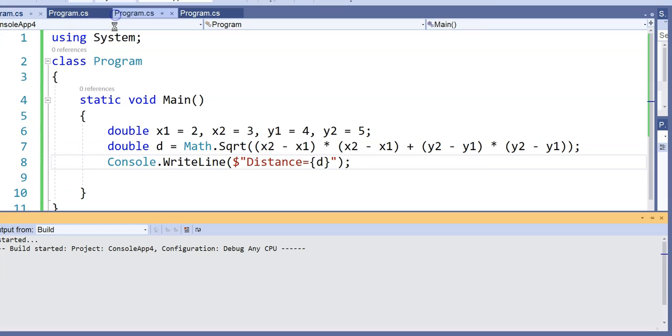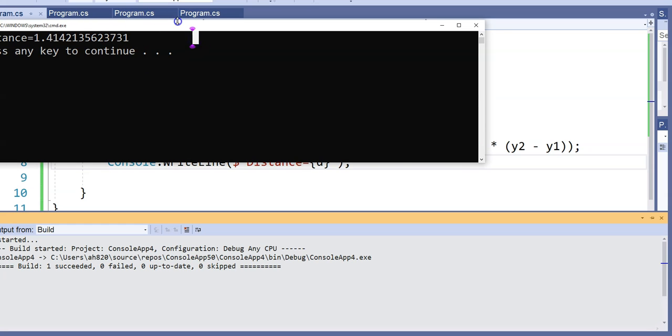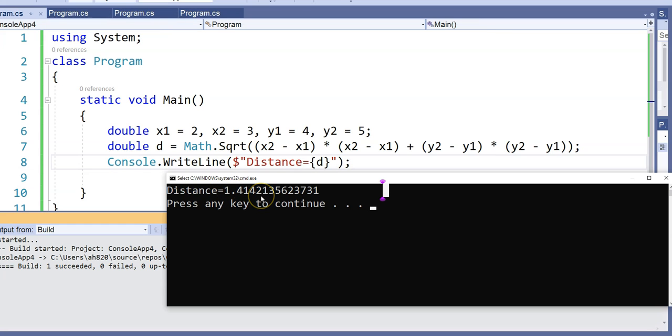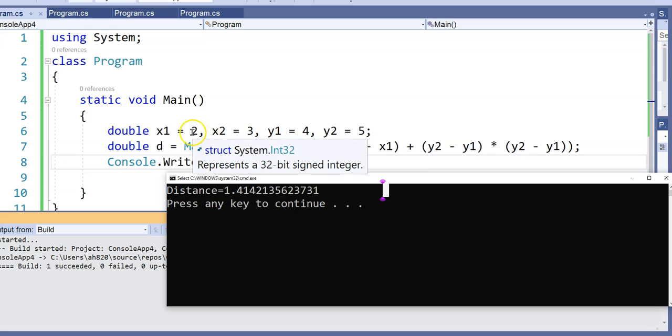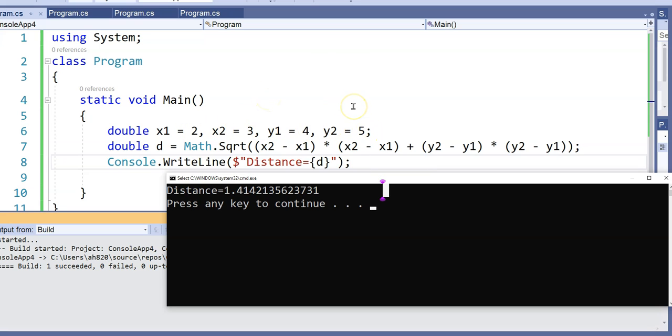So start without debugging, Control F5. So as you can see, the distance is 1.412 and so on. That's correct. What this really is for now is basically the square root of 2, right? Because you're doing 3 minus 2 on the x's, that's 1. 5 minus 4 is 1, so it's 1 squared plus 1 squared, which is basically the root of 2.